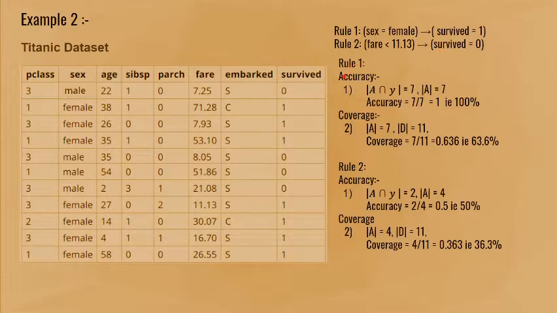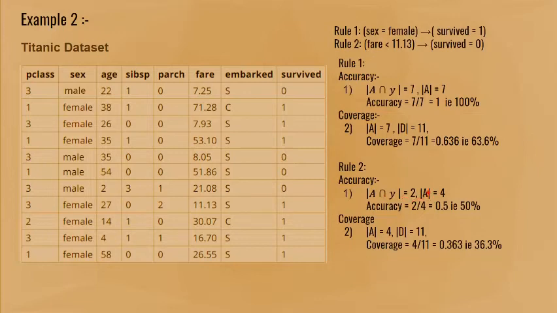The accuracy of the first rule is A intersection Y, that is the positive instances of this rule equals 7 and the total instances covered by this rule is 7, so the accuracy will be 1. And the coverage of this rule is 7 by 11, that is the total instances covered by the rule is 7 and the total instances of the dataset is 11, so the coverage will be 63.6%.